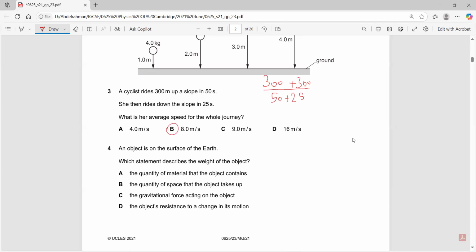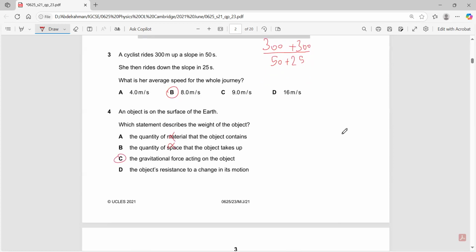An object on the surface of the Earth. Which statement describes the weight of the object? The weight. What does the weight have to do with? It has to do with the gravitational force. It's not the quantity of the material or the space. It has to do with the gravitational force of the object.